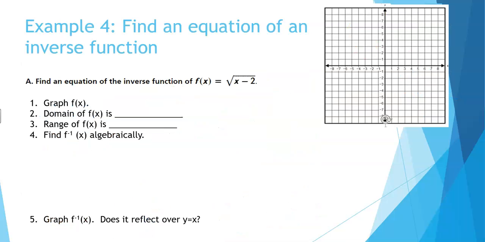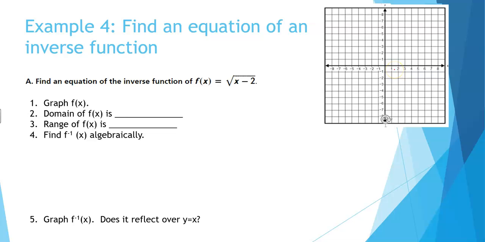All right. Now we're going to find an equation of an inverse function. And we're going to do this like we did before. We could graph. This is a rational function here. We could graph that one, right? This is the positive square root of x minus 2.